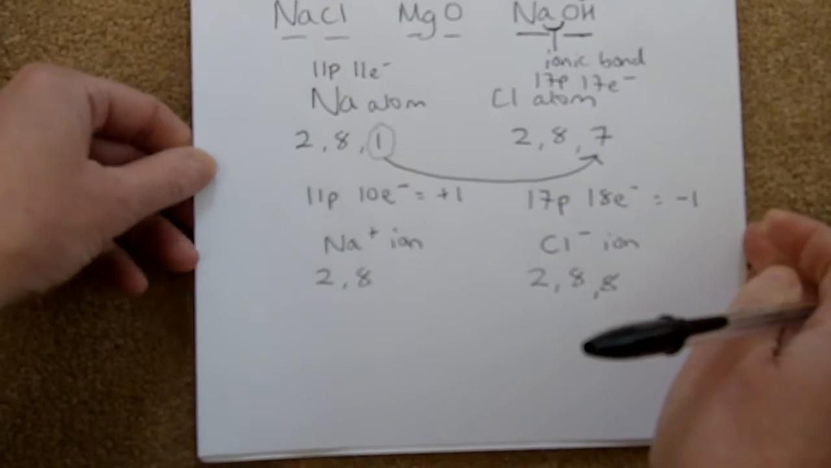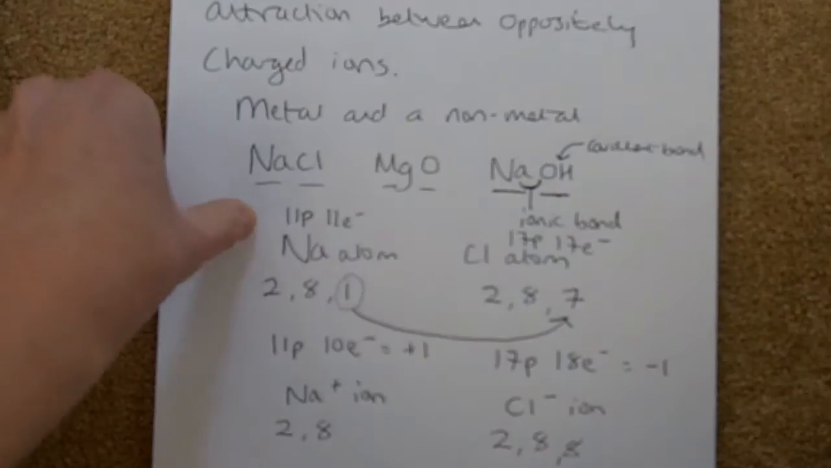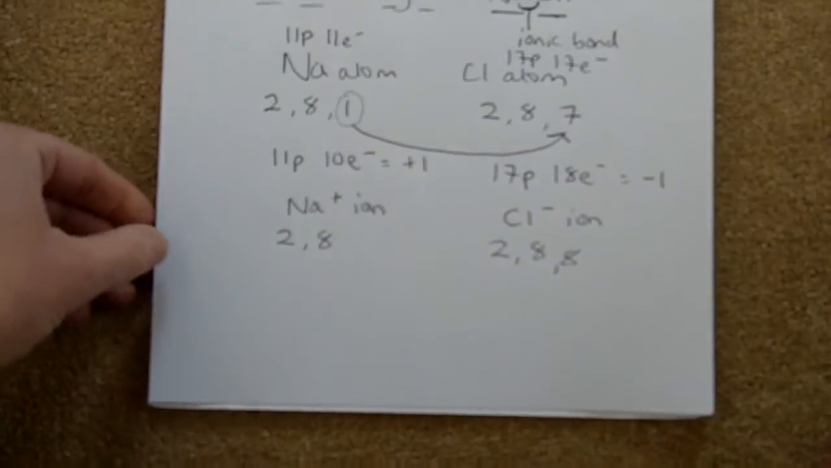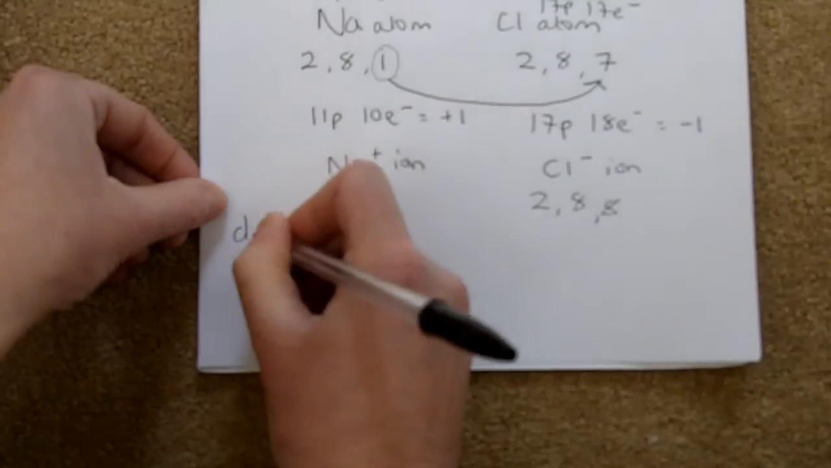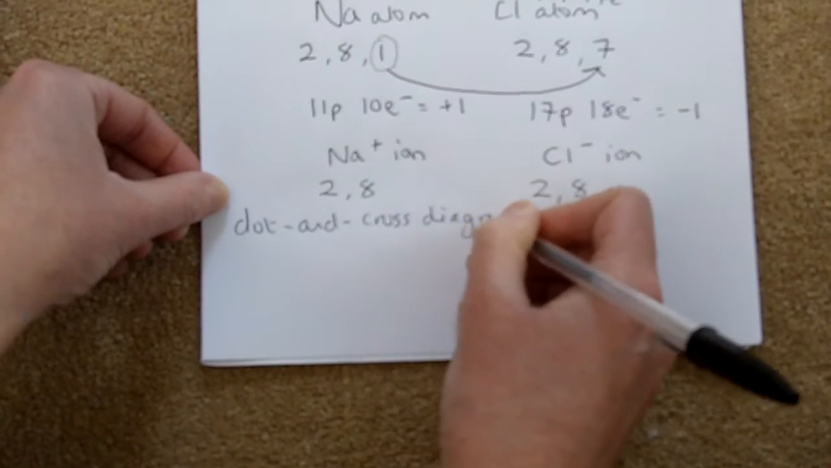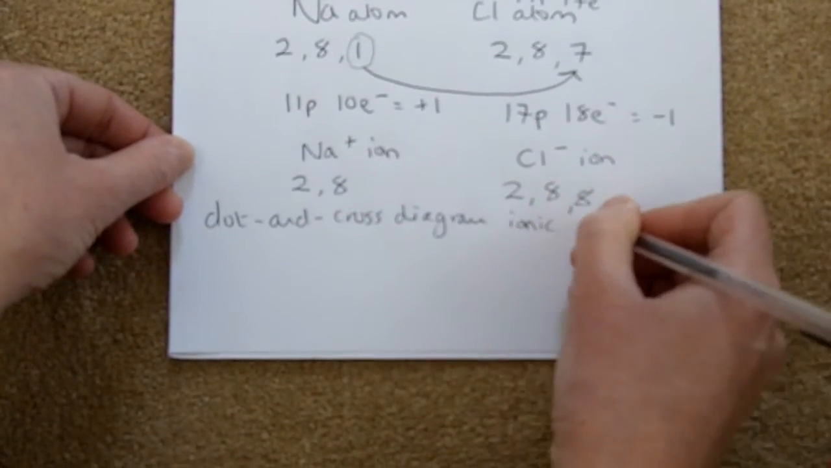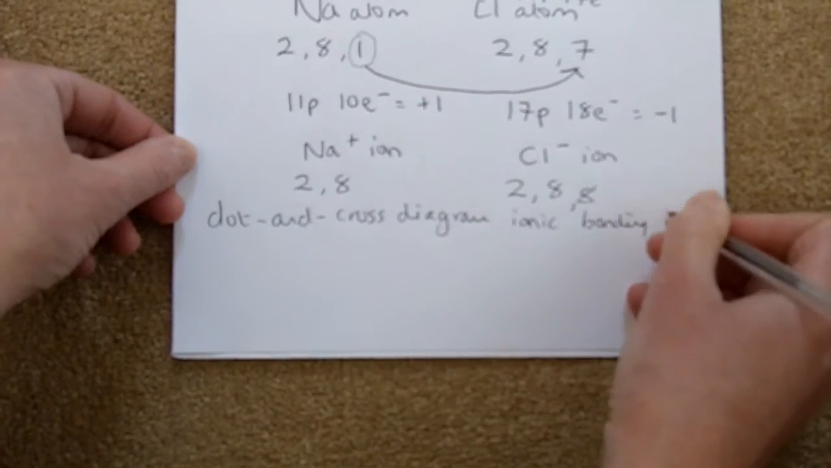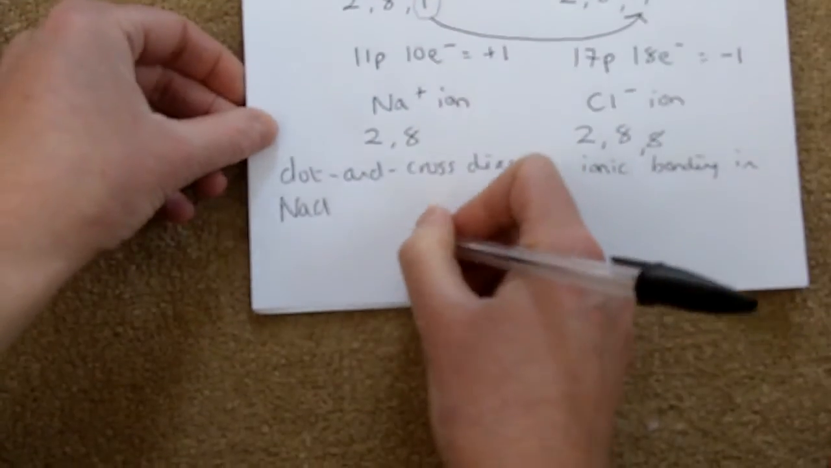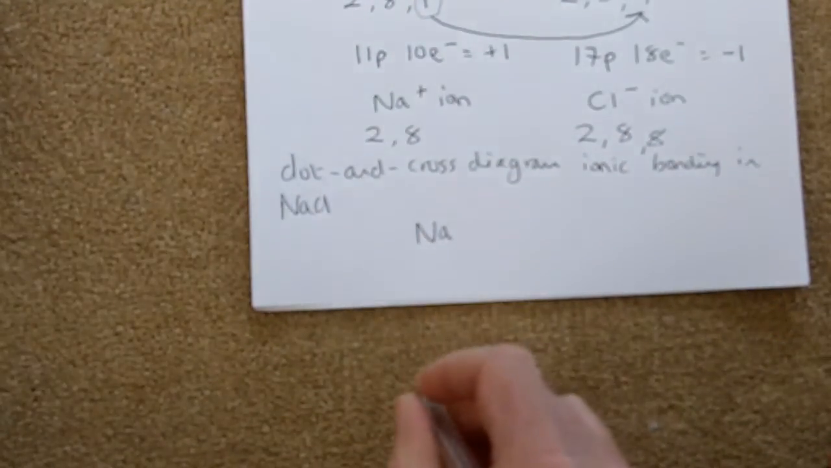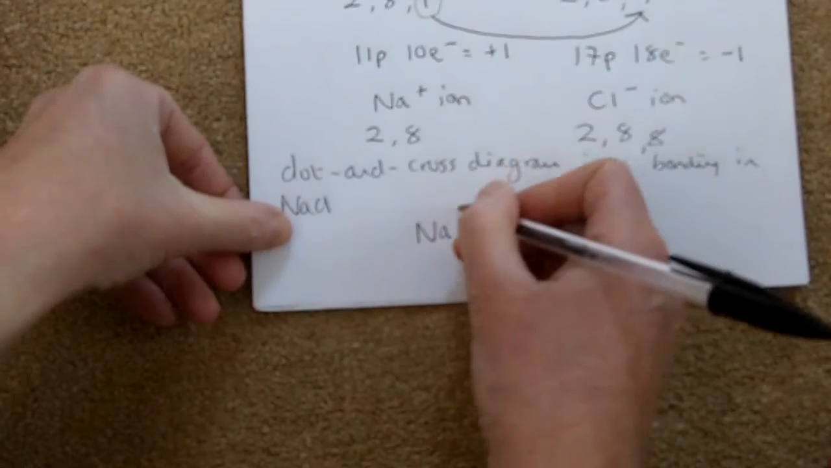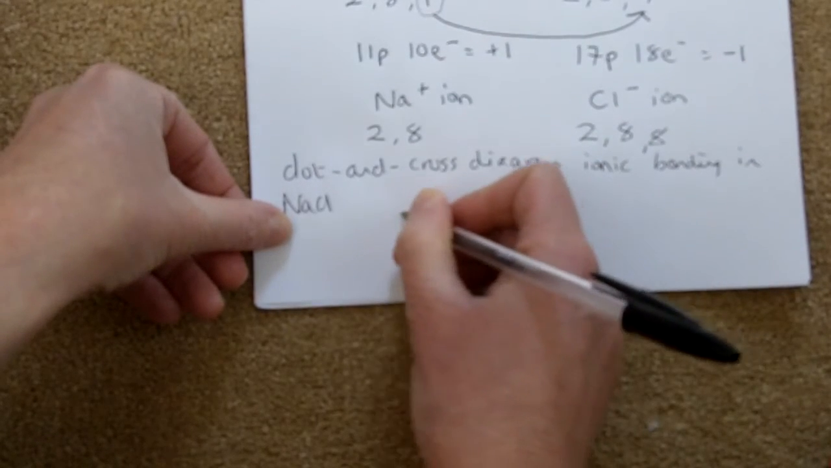Okay. Now you need to be able to draw a dot and cross diagram. Just going to squeeze it on the bottom. You need to be able to draw a dot and cross diagram. Okay, it's called a dot and cross diagram to represent the ionic bonding in sodium chloride. So if we have the sodium, we always represent the outer shell. We don't represent the inner, we just represent the outer shell. So the third shell isn't there anymore.